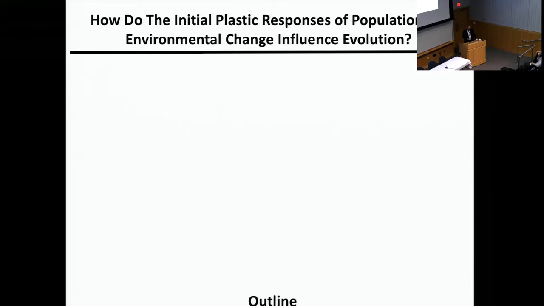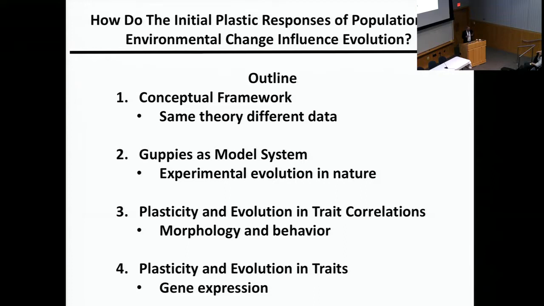What I want to go over and review a little bit is a conceptual framework for thinking about how selection acts on variation and results in an evolutionary response. I'll talk about guppies as a model system, using experimental evolution in nature to answer these kinds of questions, and talk about patterns of plasticity and evolution in trait correlations and how those affect morphology and behavior. Then I'll end with a transcriptomic approach that looks at plasticity and evolution by measuring gene expression.